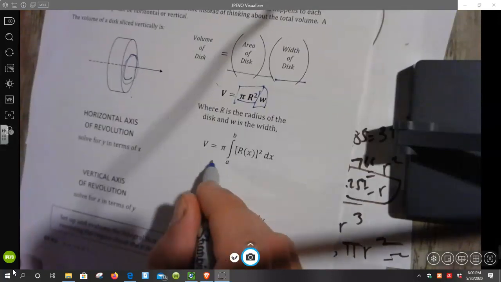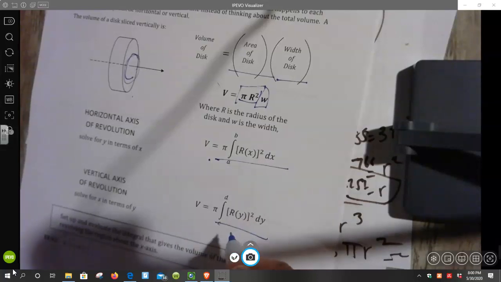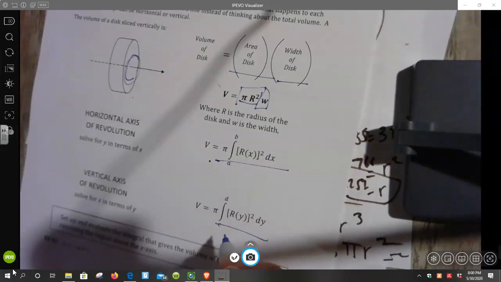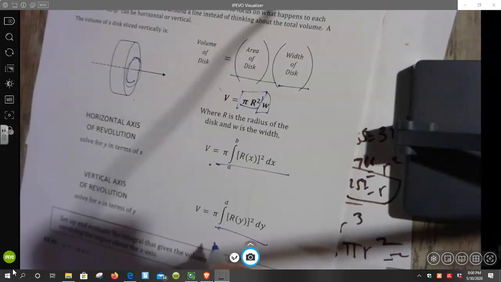So it's either going to be r of x or r of y. So it's either going to be in terms of x or in terms of y. So that's the only difference there. Okay.